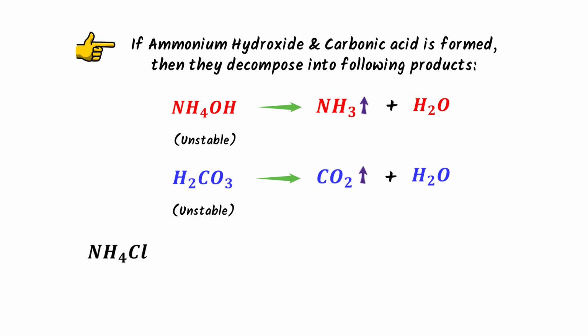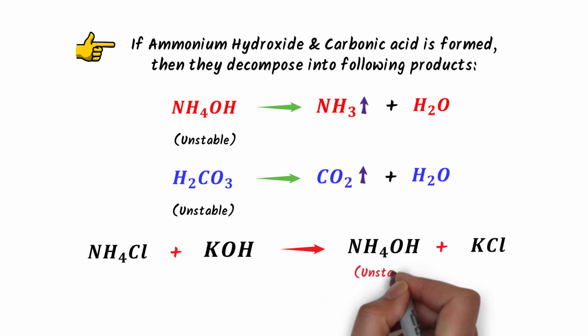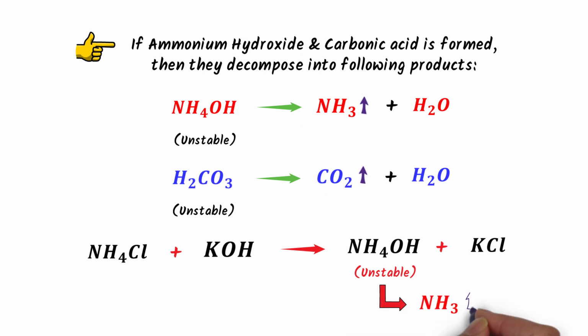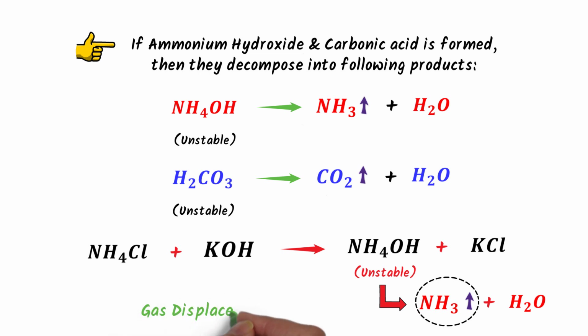For example, ammonium chloride upon reaction with potassium hydroxide, in solution phase the substances dissociate into ions, whereby they exchange their partners to form ammonium hydroxide and potassium chloride. Ammonium hydroxide, as talked about earlier, is an unstable molecule, hence it breaks down into ammonia gas and water. As in such an ion exchange reaction a gaseous product is formed, so these reactions are also called gas displacement reactions. I hope you understand this.